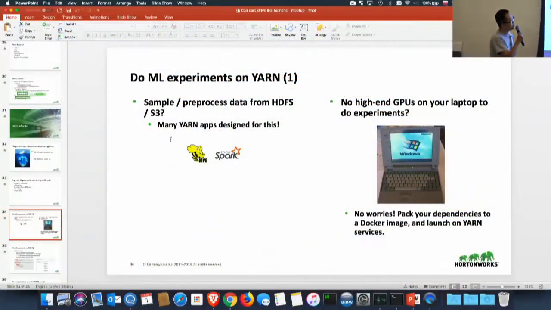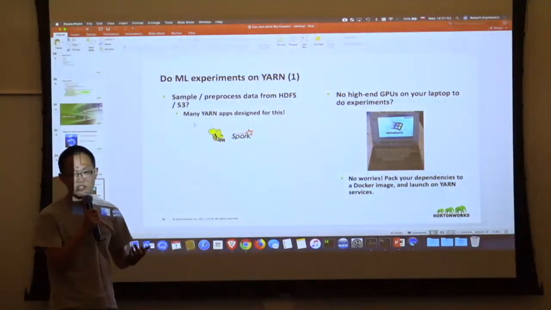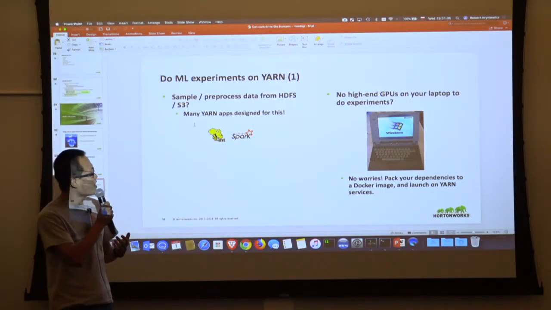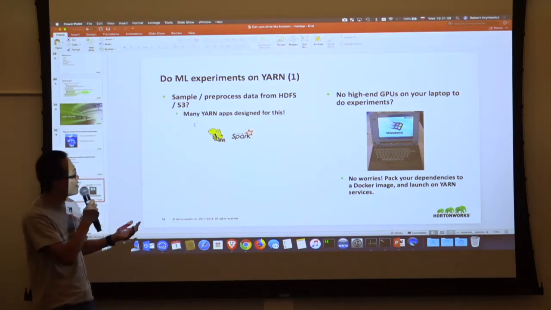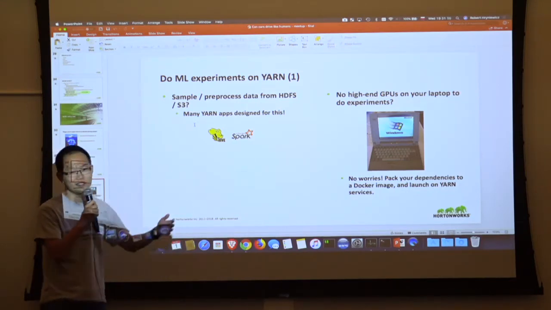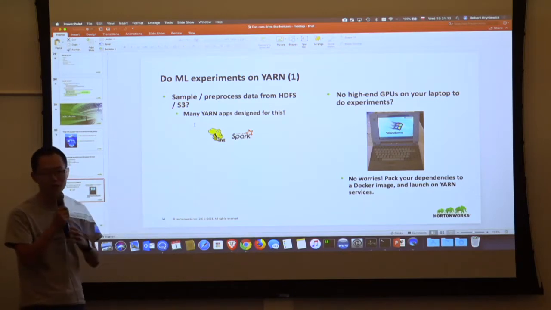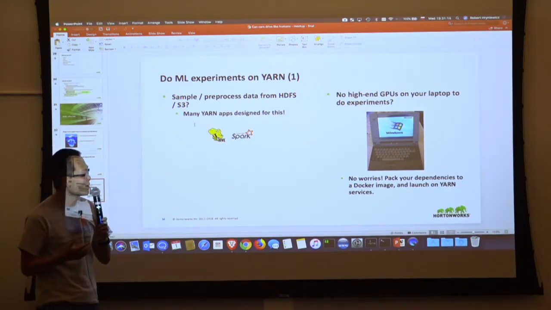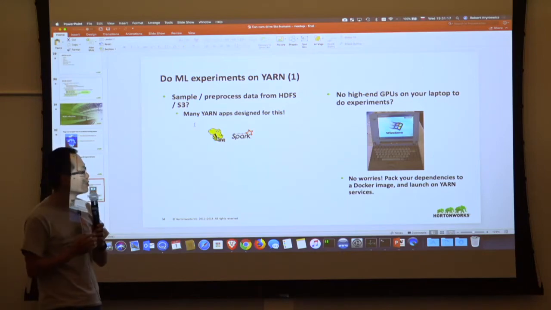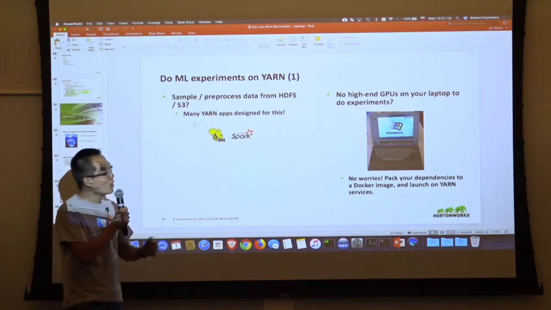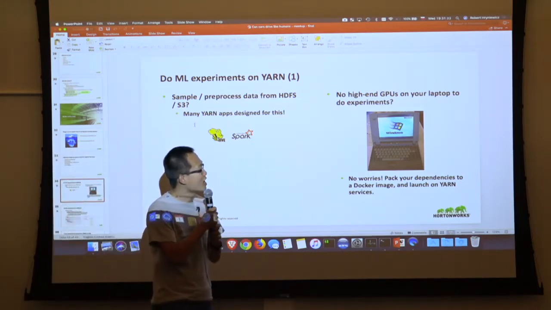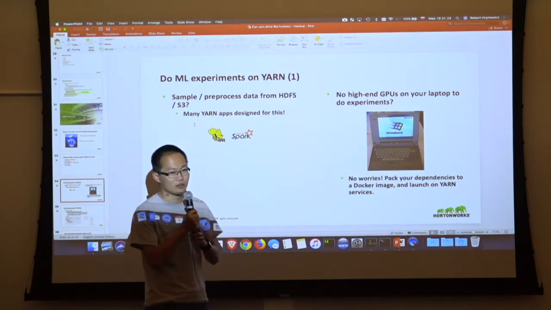So when the machine learning engineers do the experiment on Yarn, this is what Yanbo covered before. First, they want to sample the data from the large data set. There are many Yarn applications designed for this, such as Hive and Spark. For the two, they can do much more than sampling, but they are really good at doing this work.